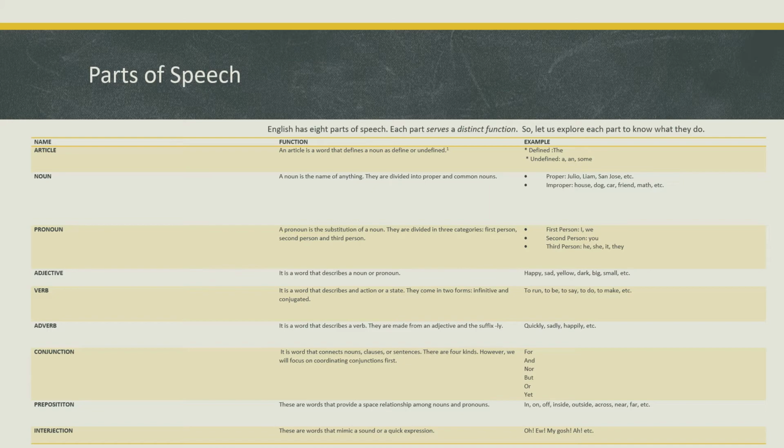For example, to be is the infinitive form of the verb. I am is the conjugated form. So be, infinitive form, and am, conjugated form.